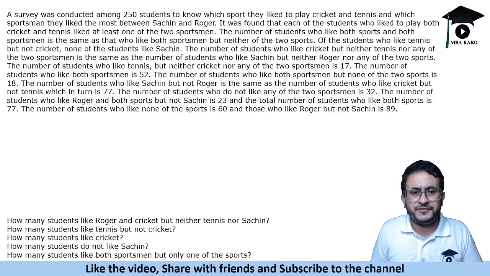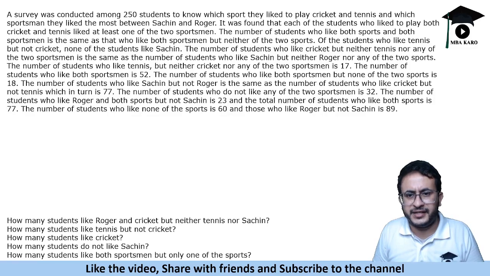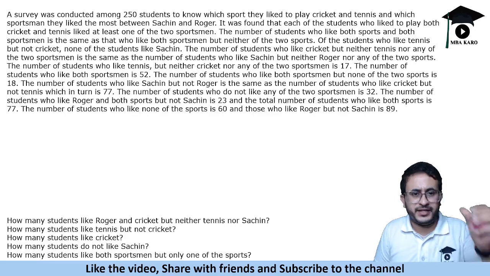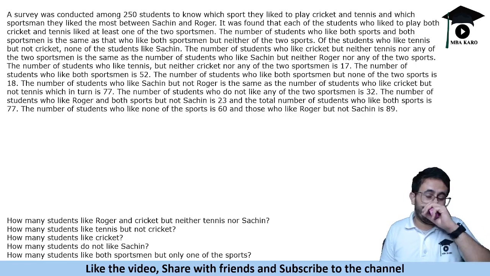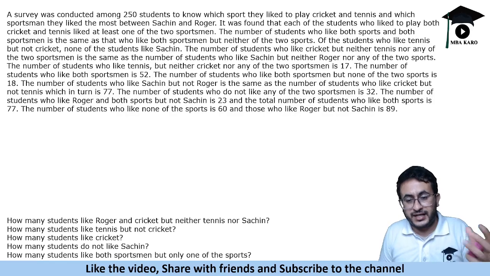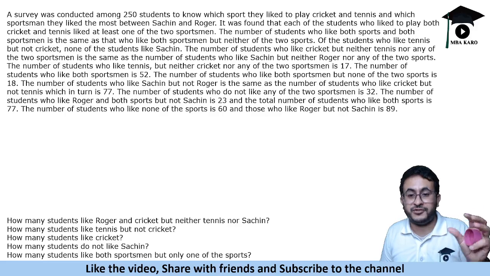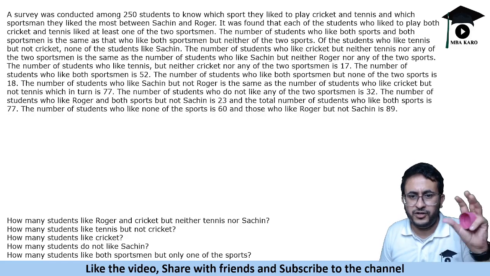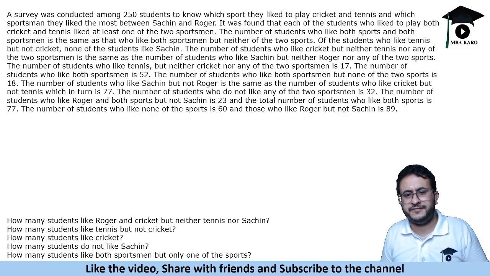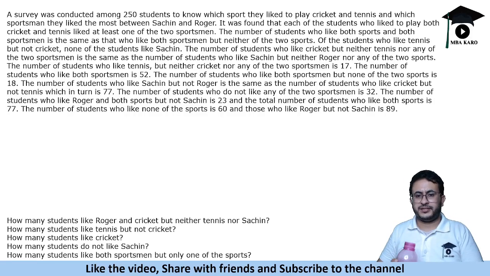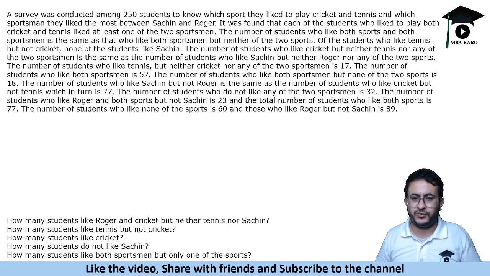So it says a survey was conducted among 250 students to know which sport they like to play, cricket and tennis, and which sportsman they like the most between Sachin and Roger. So in this case, the set is not difficult, and it is not calculation intensive. I would say it is information intensive. A lot of information is given to us. You need to proceed step by step and fill in the information. So try this, and once you are done, then try to look at the solution.